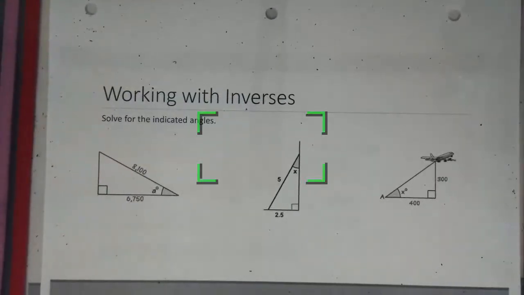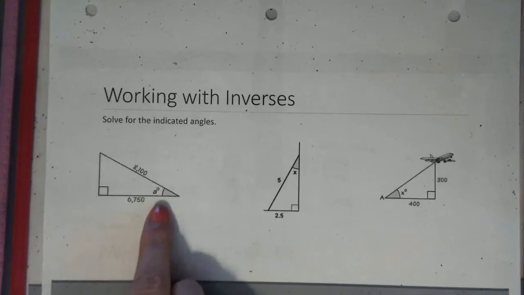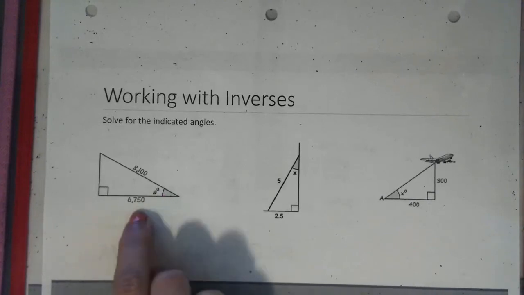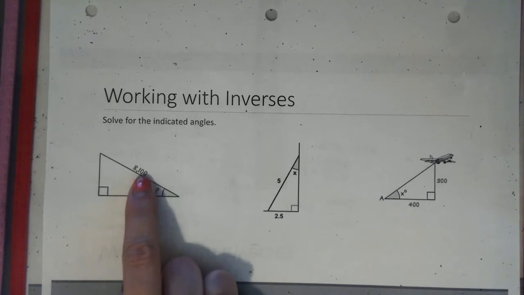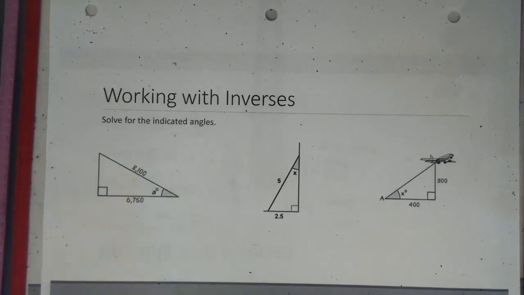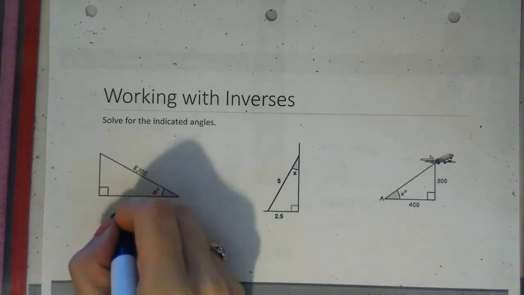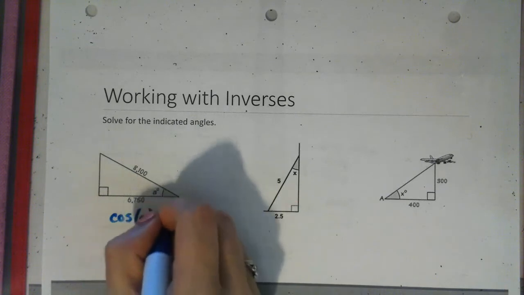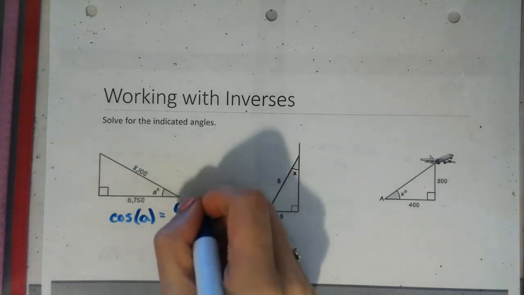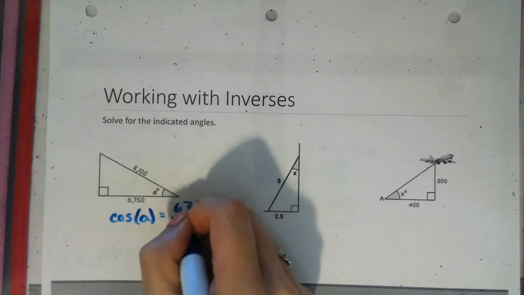We're going to work with some inverses in a way that hopefully will make some connections between the sines and cosines and triangles. So first up, we want to solve for these indicated angles. So I want to find angle A. I know the adjacent and the hypotenuse. Which of our trig functions deals with adjacent and hypotenuse? That's cosine. So I know that the cosine of my angle A is equal to the adjacent 6750 over 8100.